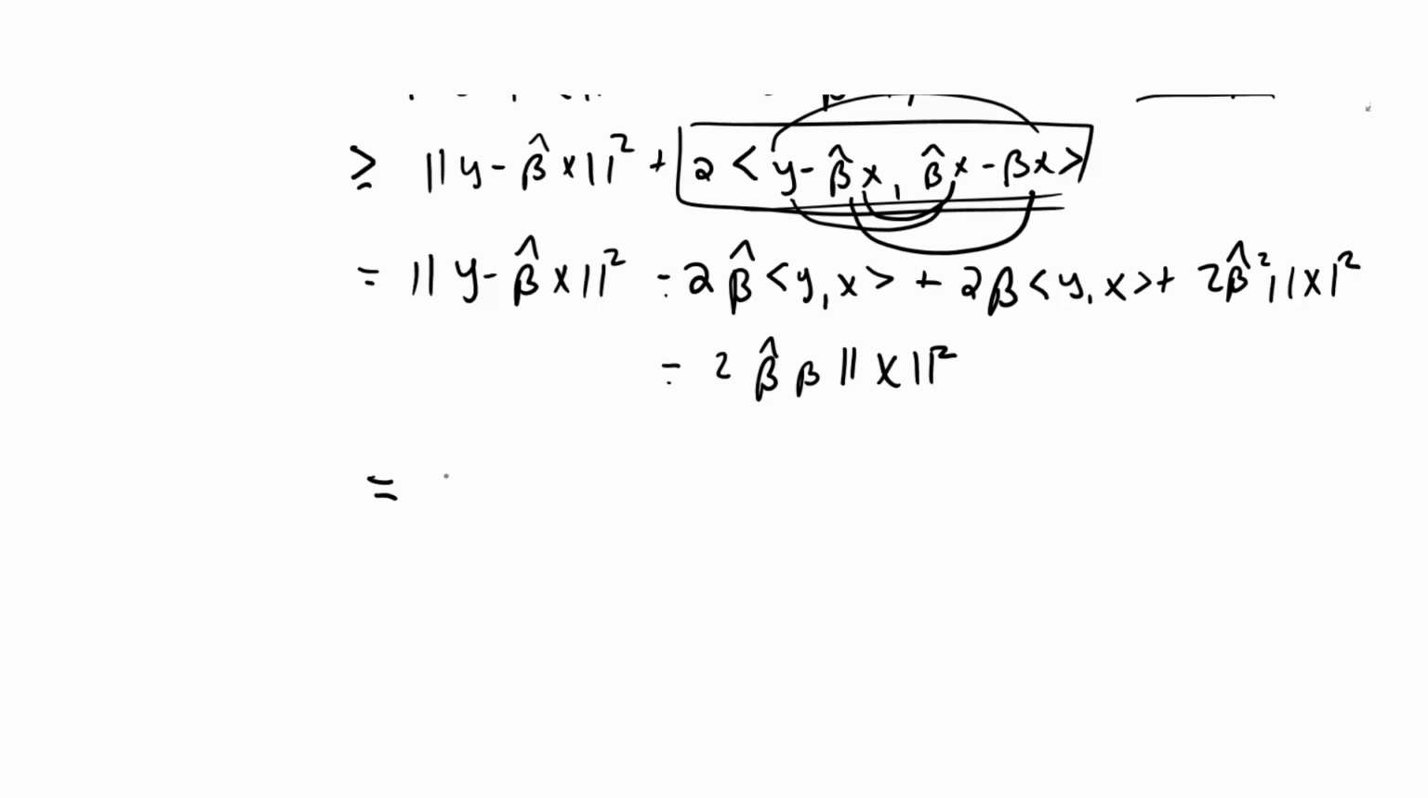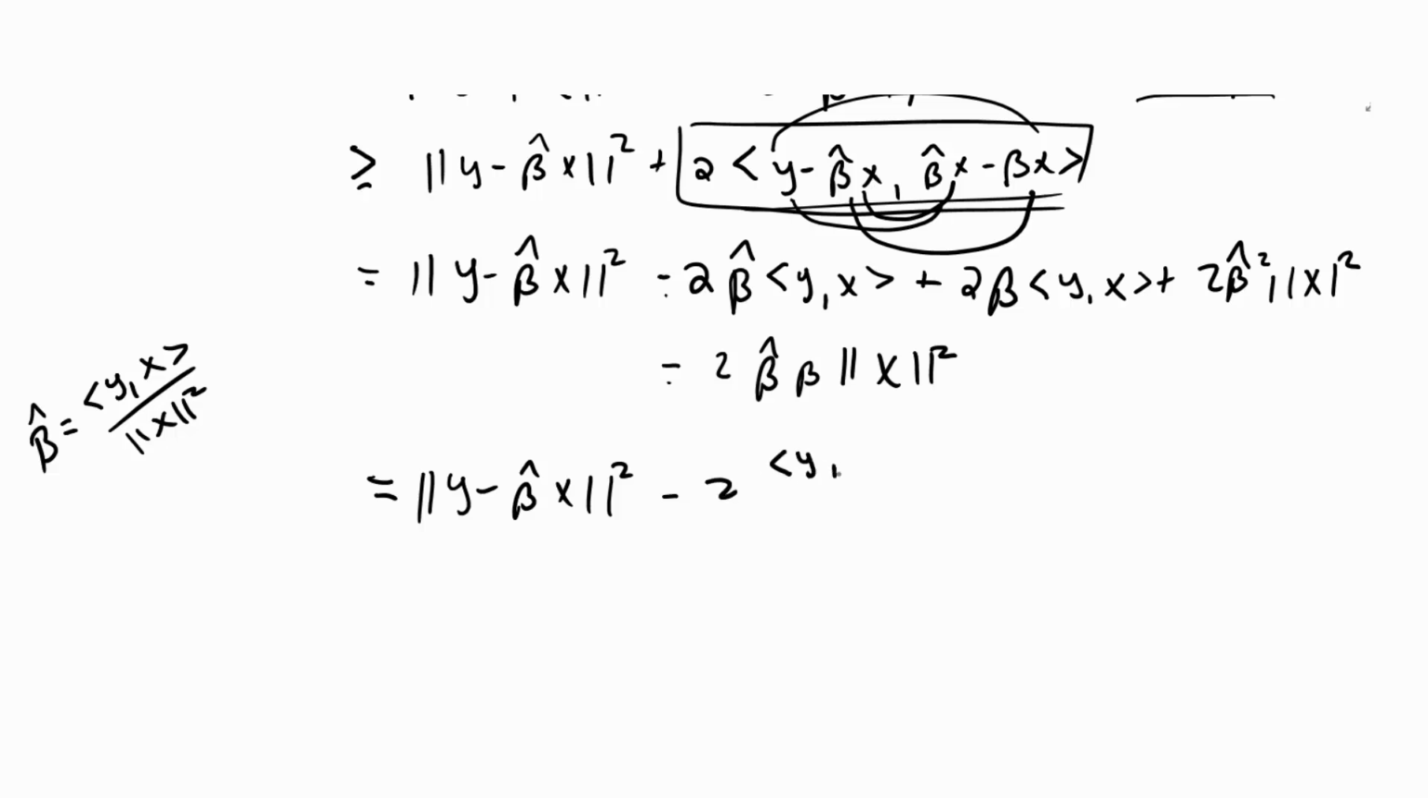So what I'm going to do is actually plug in for what beta hat was. And let's just write over here to remind ourselves the beta hat was the inner product of y and x over norm x squared. Okay, so this is going to be minus 2 times the inner product of y and x, squared, over norm x squared. That takes care of that term.